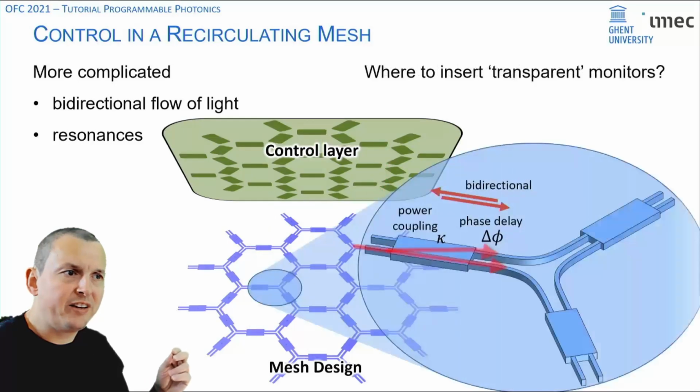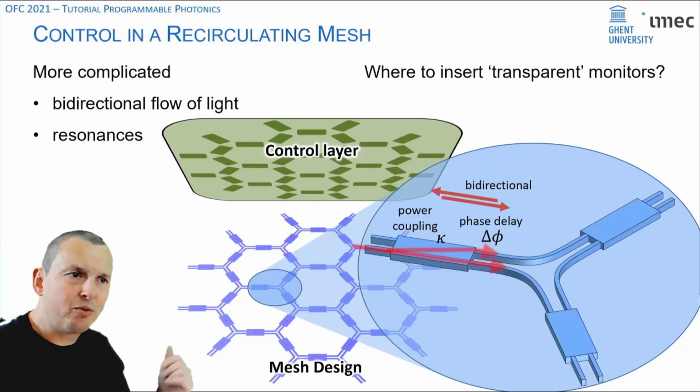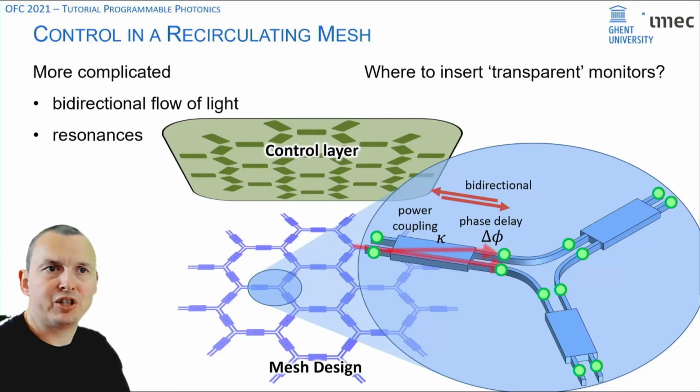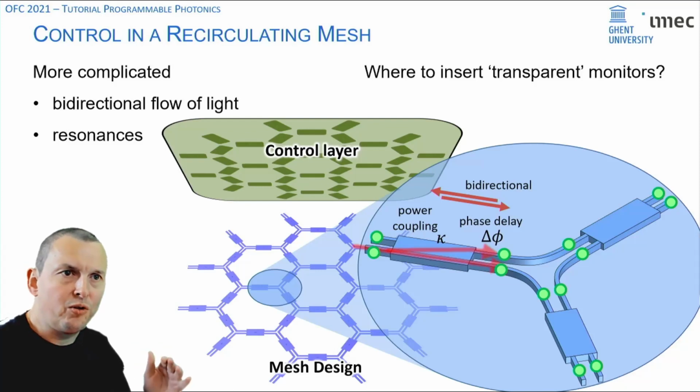But in a recirculating mesh, your light can go in two directions. It can be wavelength dependent. So it's not very clear where we have to put all these detectors. Do we have to put them in all the nodes? How many do we need to put there? Or can we live with detectors that are on the edge of your mesh? And that's just the local control.